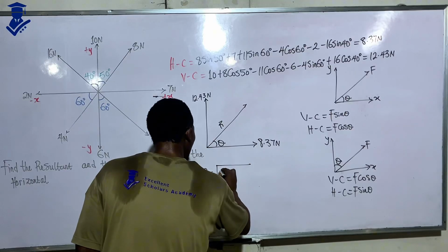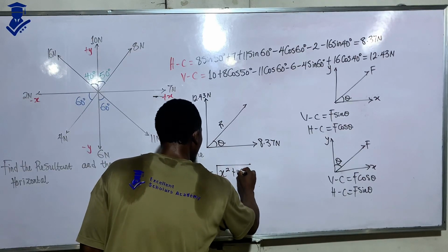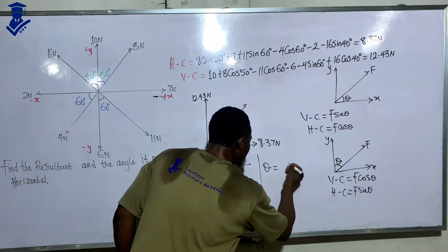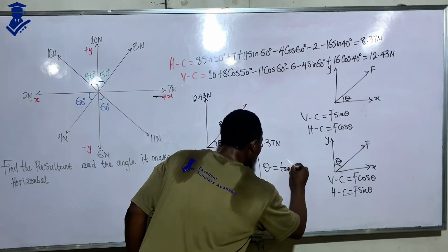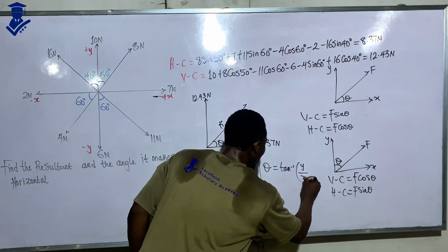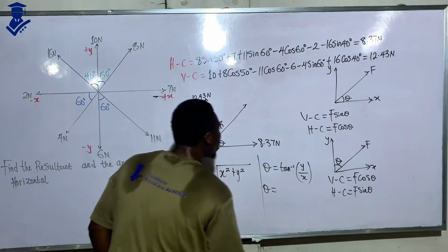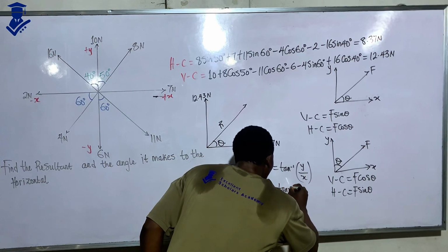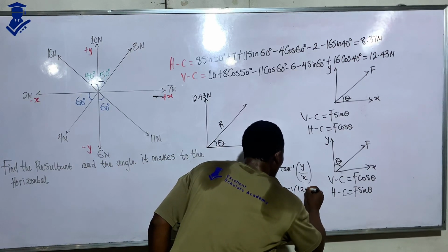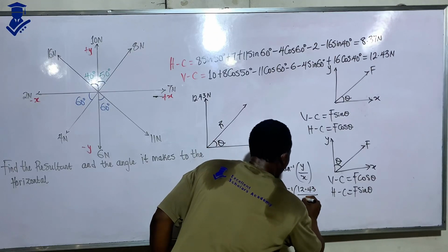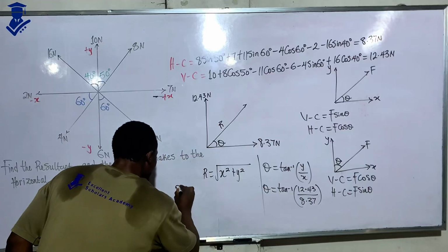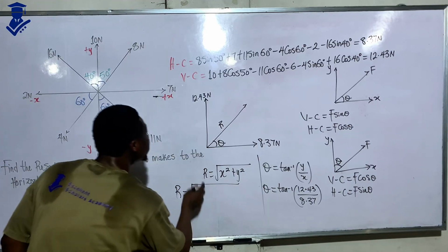Square root of x squared plus y squared, and then our angle of inclination to the horizontal is going to be tan inverse of our y component over our x component. So theta is going to be equal to tan inverse of 12.43 over 8.37. Alright, now our resultant here is going to be equal to square root of what?